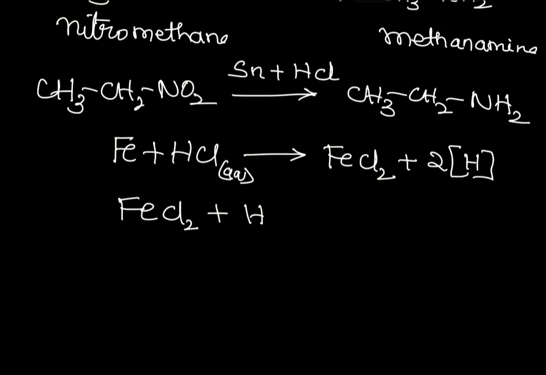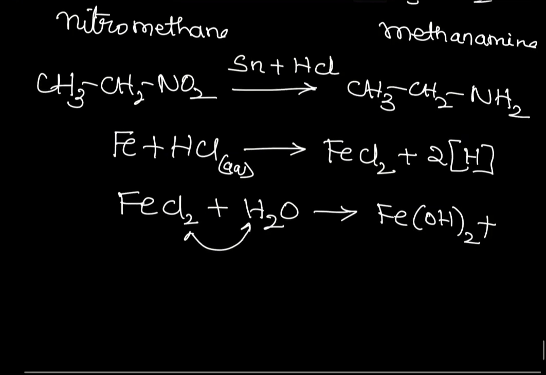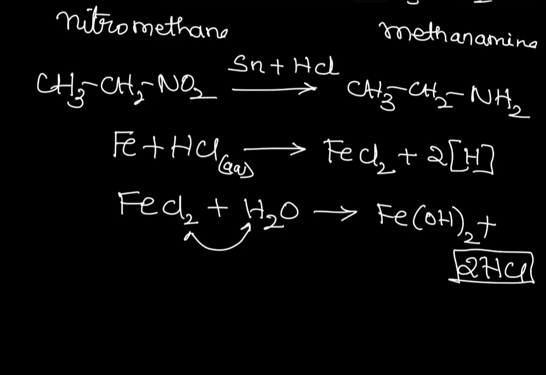FeCl2, a byproduct from when iron reacts with hydrochloric acid solution, undergoes hydrolysis. When it undergoes hydrolysis, you will get ferrous hydroxide, Fe(OH)2, plus the hydrogen and chlorine convert into HCl, 2HCl. That 2HCl can be reused again and converts the iron into iron chloride and hydrogen.